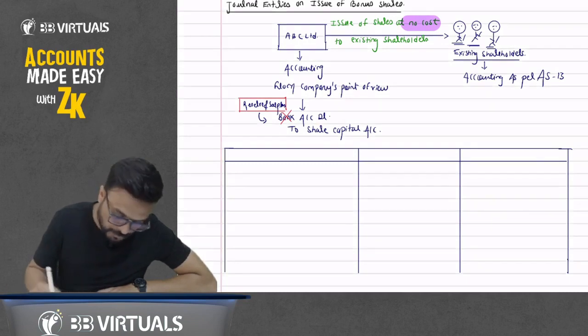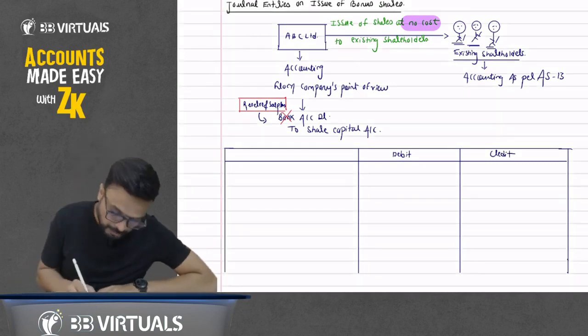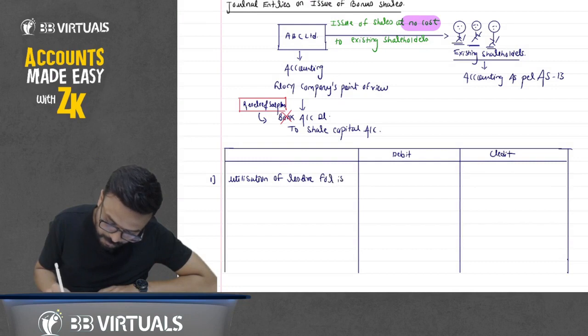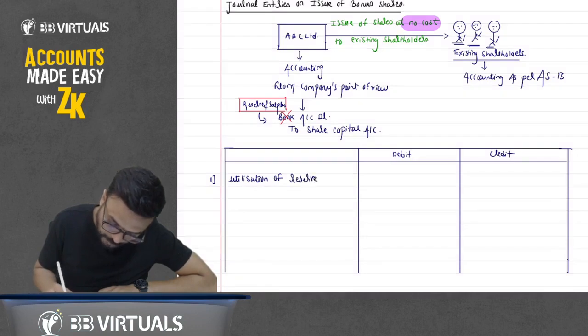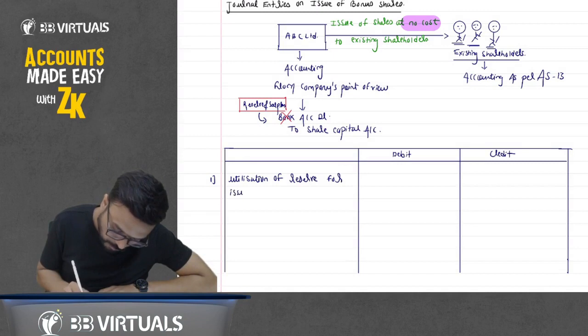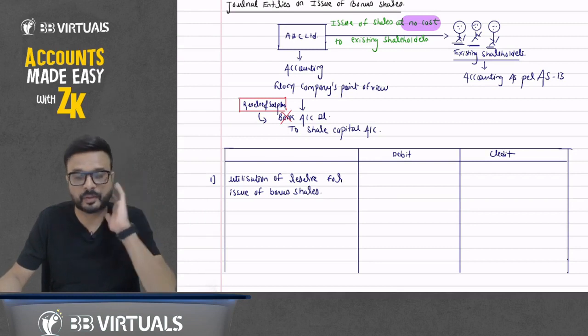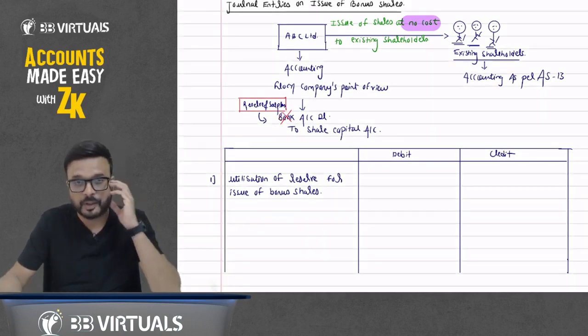Understand this one. Which account should be debited and which account should be credited? First point here: utilization of reserve for issue of bonus shares. You can understand this point. What happened? We cannot debit bank account. We have to utilize some reserve. So which reserve can we utilize?